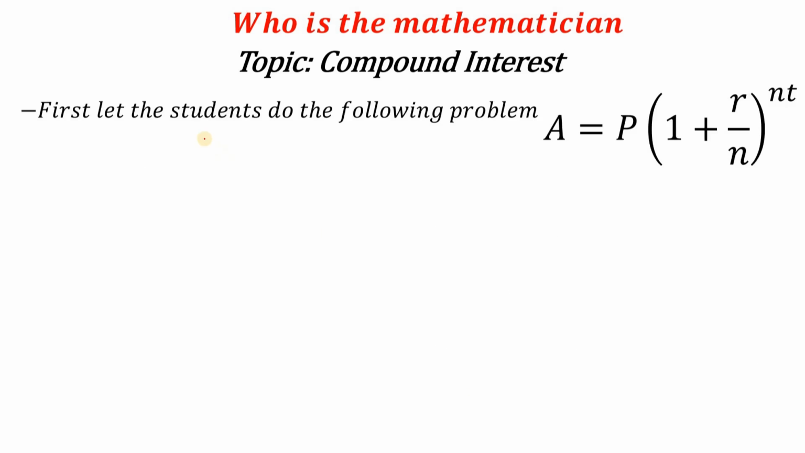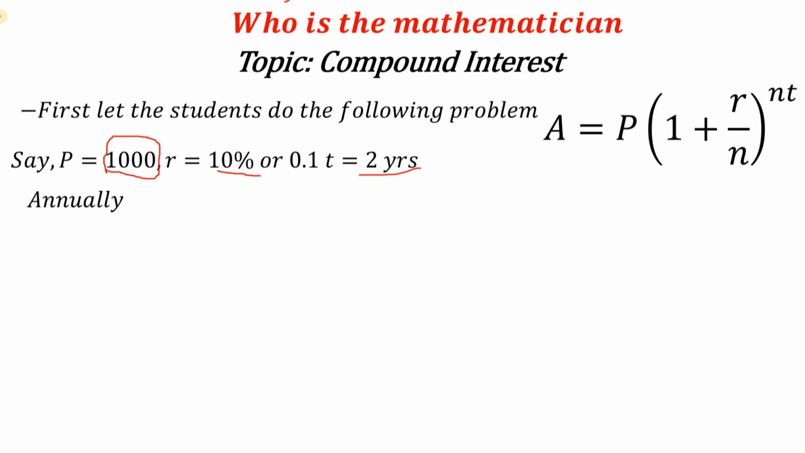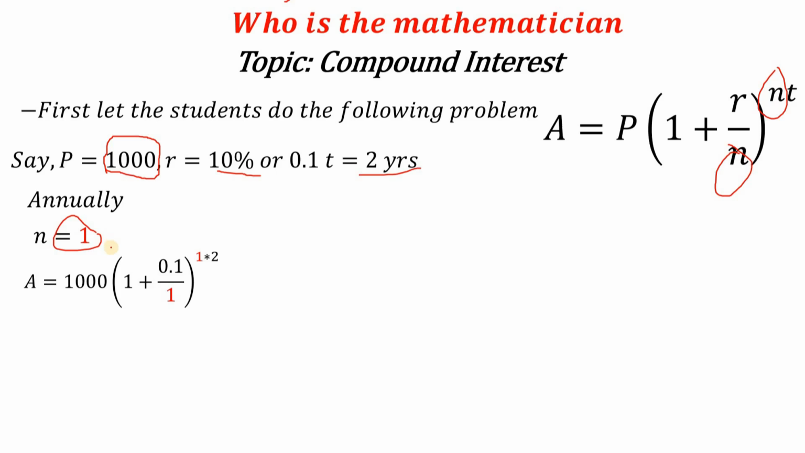So let's first let the students do the following problem. Let's say a principal amount of 1000 rupees is to be compounded at the rate of 10% for 2 years. We have different options. For example, if we are doing it annually, the value of n will be 1 here, and we calculate as follows to find the result to be 1210 rupees after 2 years.